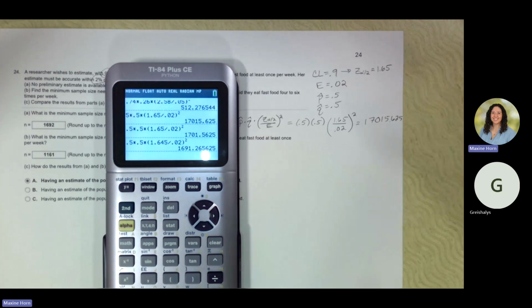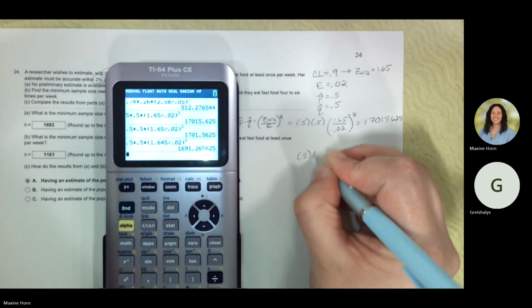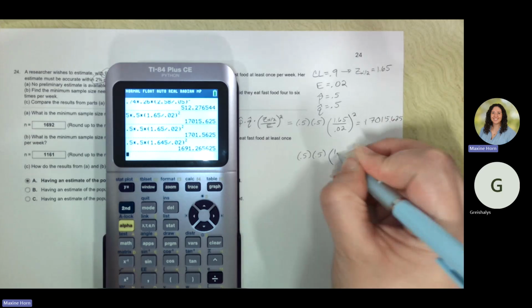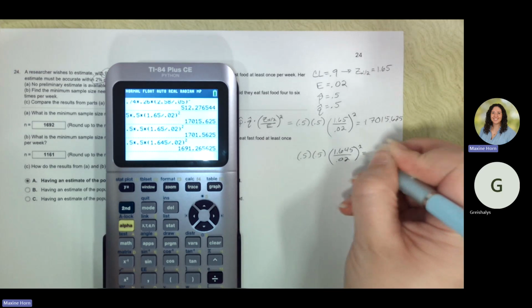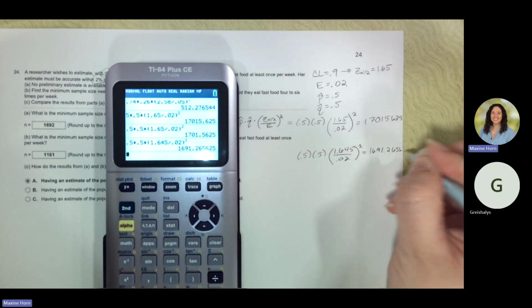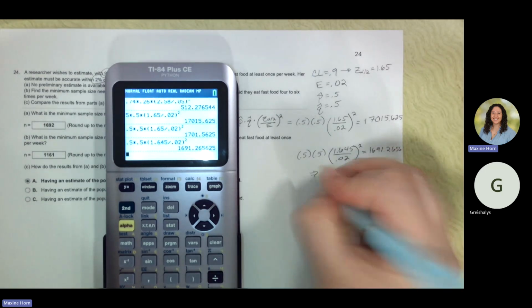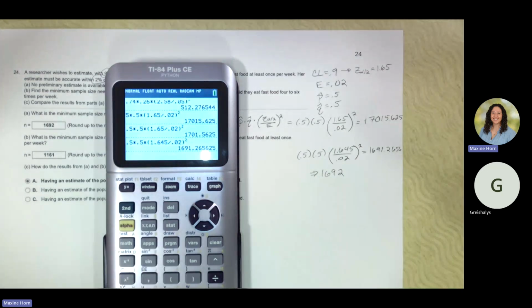Okay. So if we do, just going to write this out, 1.645 over 0.02. That's going to give us 1691.2656, and so on. And what do we do with that? We go up to the next whole number to get our 1692.